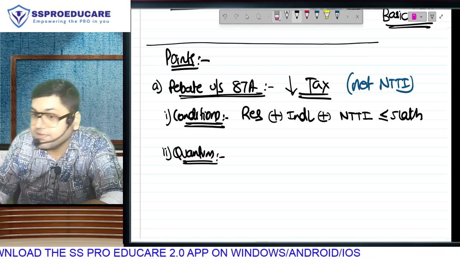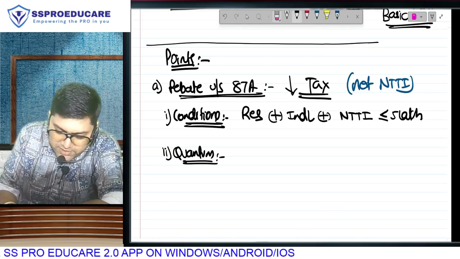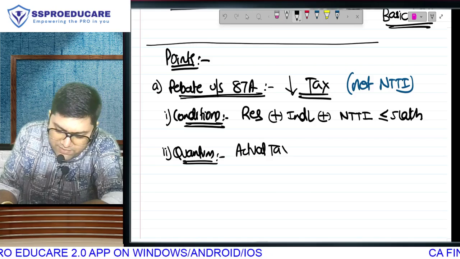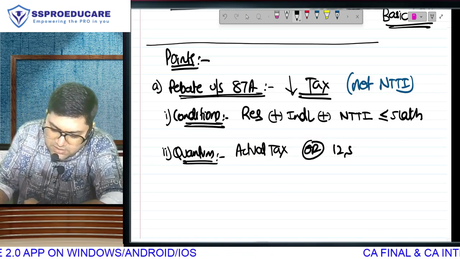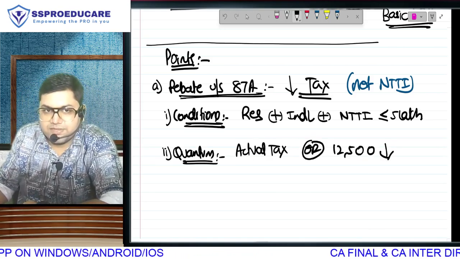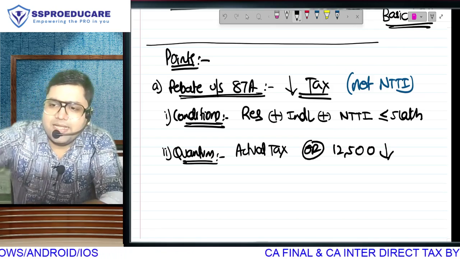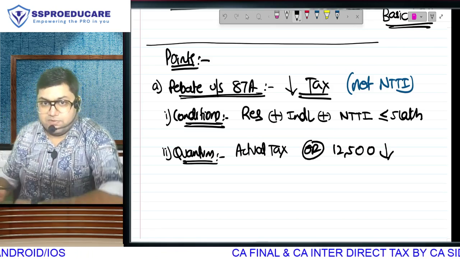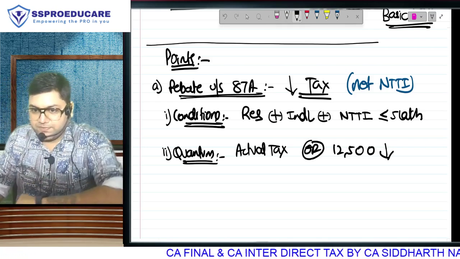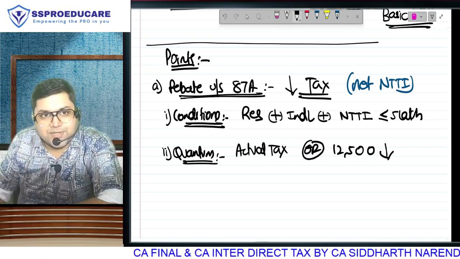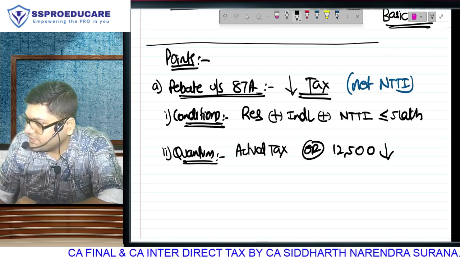And then the second question, sir, quantum of rebate. Sir, how much rebate? Rebate is going to be the actual tax that you have calculated. You have already calculated tax by applying slabs. That actual tax or rupees 12,500, whichever is lower. Or you can say it like this, maximum rebate will be 12,500. 3 conditions to get rebate: resident, individual, income up to 5 lakh and actual tax or 12,500, whichever is lower.